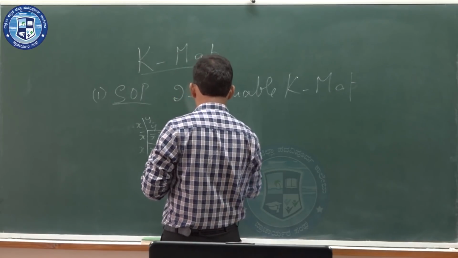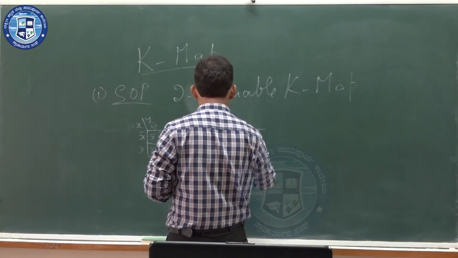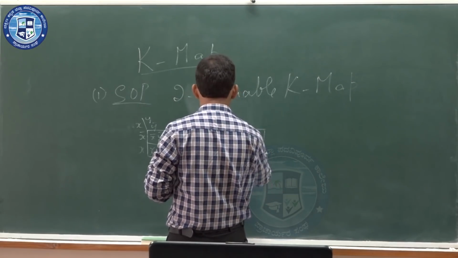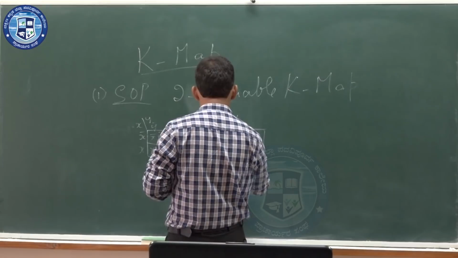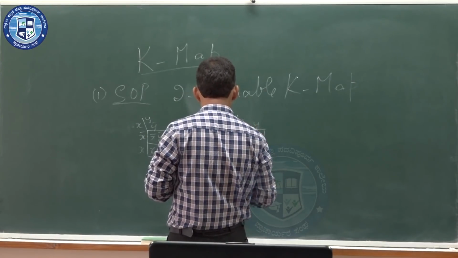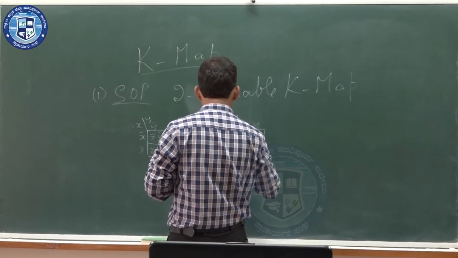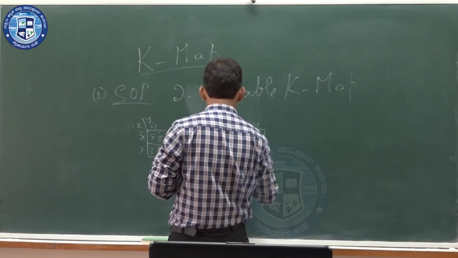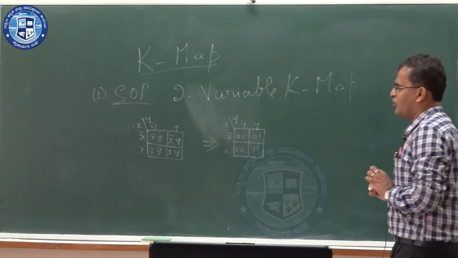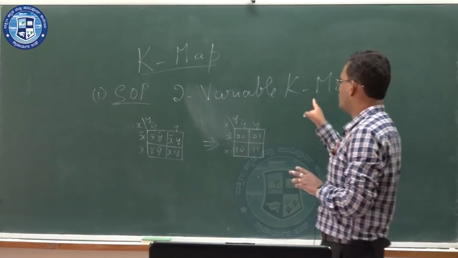Same could be written in numbers, where x, y, x bar, x, y bar, y: 0 0, 0 1, 1 0, 1 1. So, this is a K-map of SOP for a 2 variable.